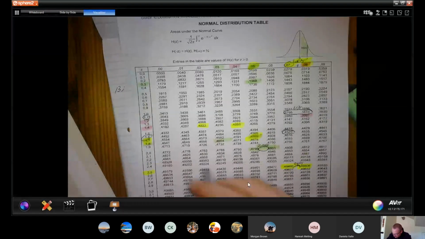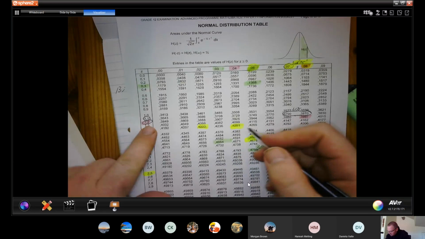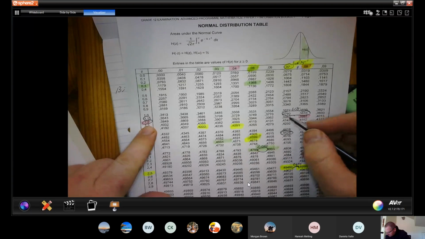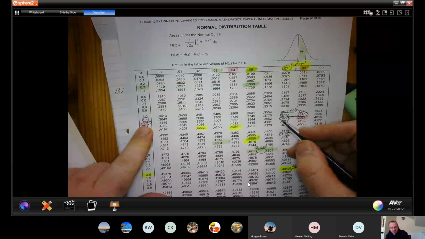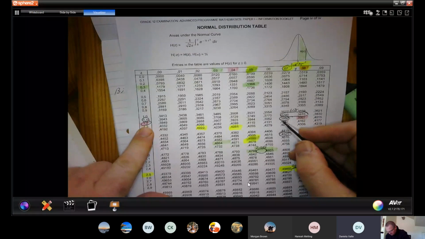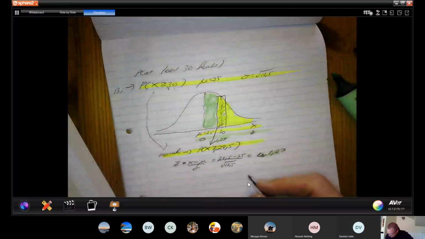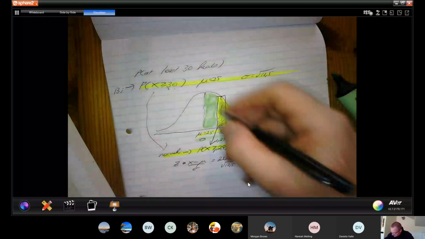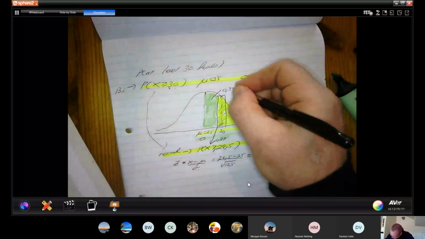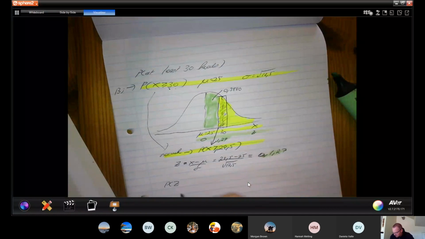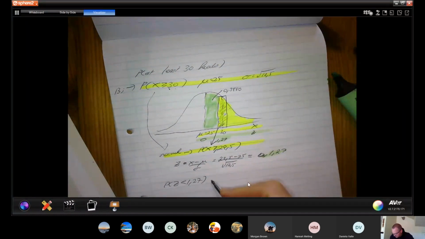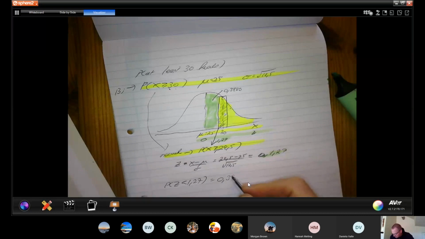1,27. 1,2 is over there. 7 is here. Did you get 0,398 as well? Yes, sir. Okay, 0,3980. So I've got this area here is 0,3980. If you want to write something, you can say the probability that Z is less than 1,27 is 0,3980. You don't have to write that. I would accept just putting it on the diagram.